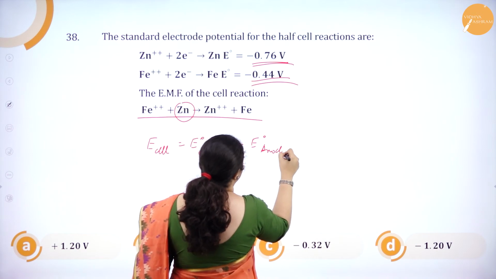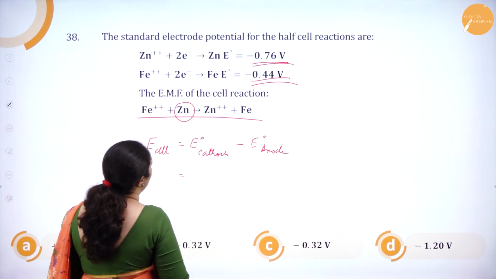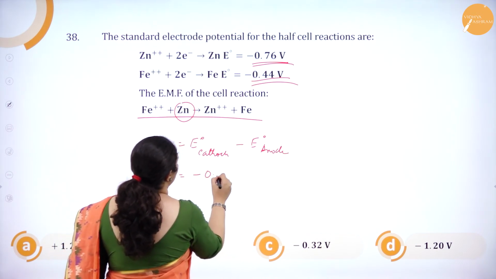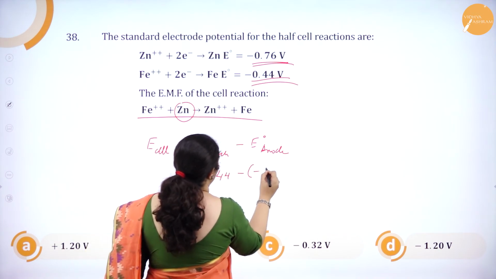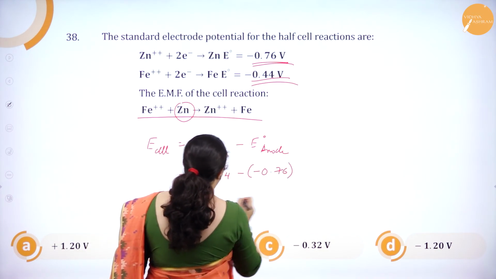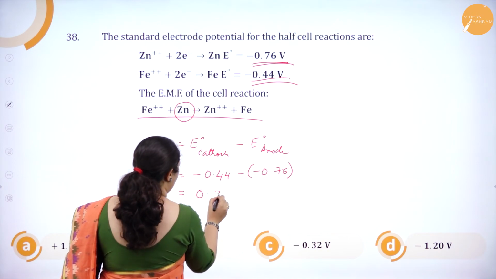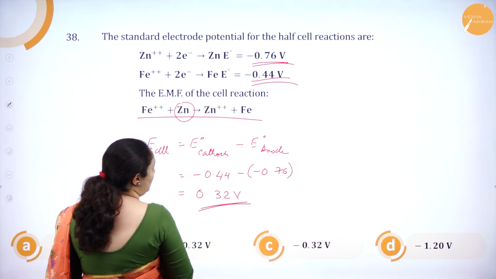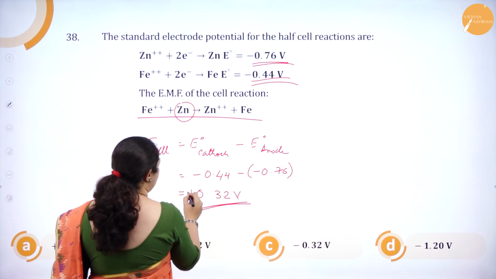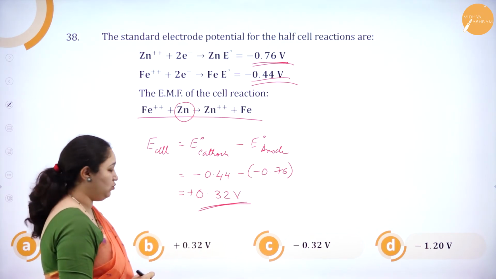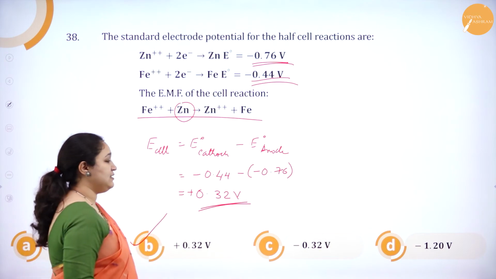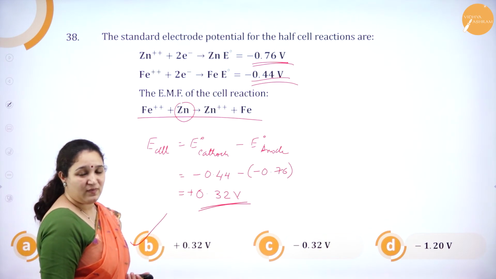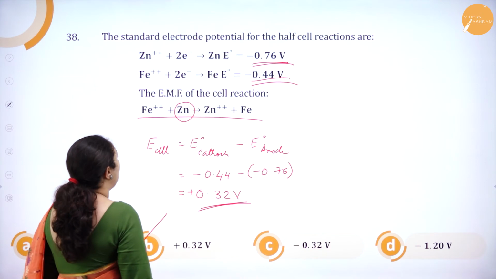This is the formula, and cathode is iron, which is minus 0.44 minus of minus 0.76. If I solve this, I'll get it as 0.32 volt. That is minus into minus plus I'll get, so it is plus 0.32 volt, and option B is the correct answer. Correct? Okay. We'll go to the next question.